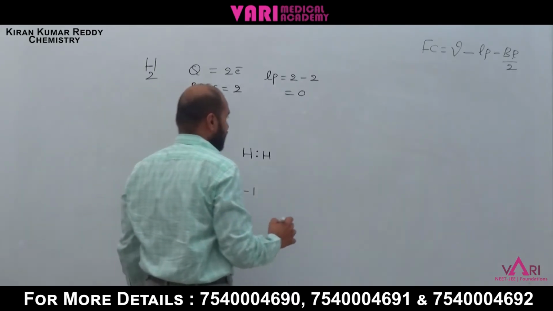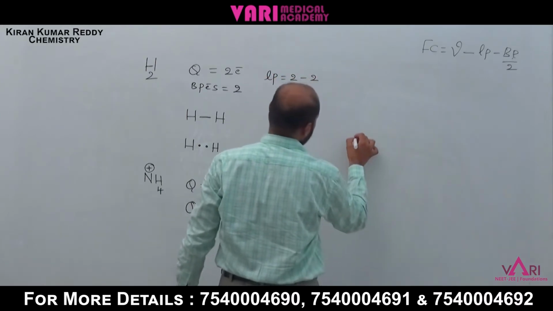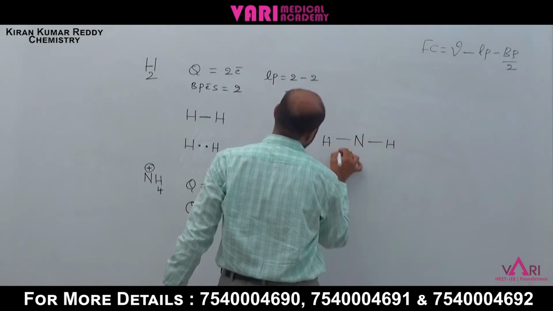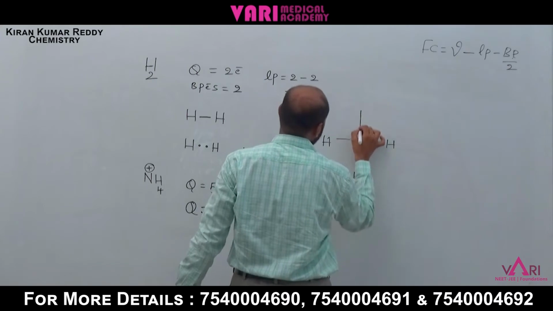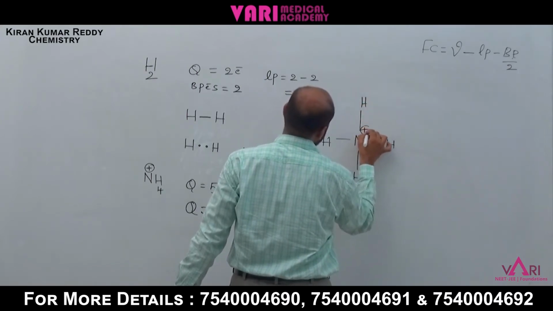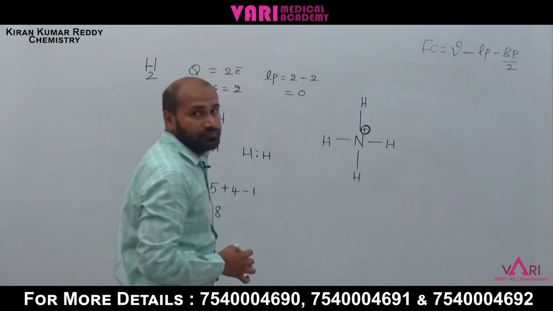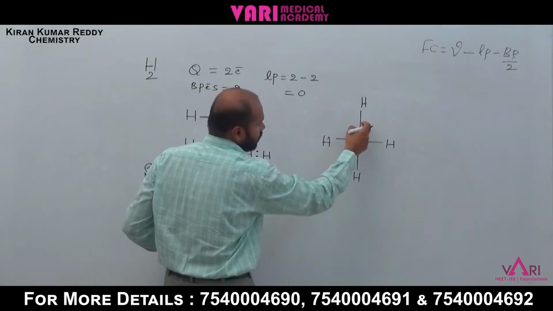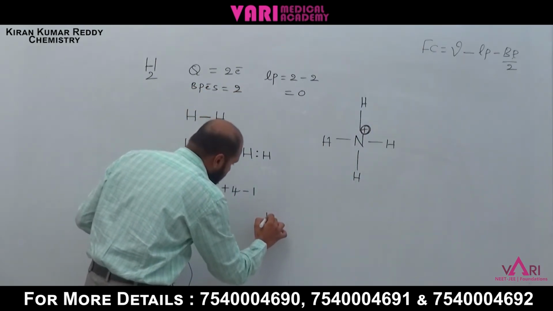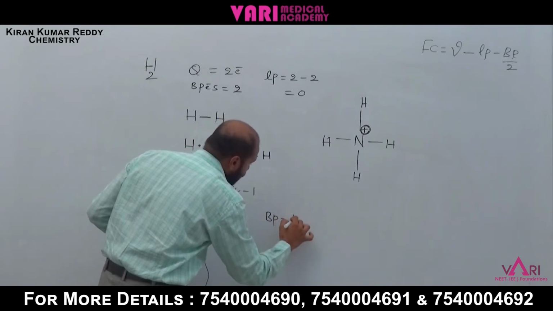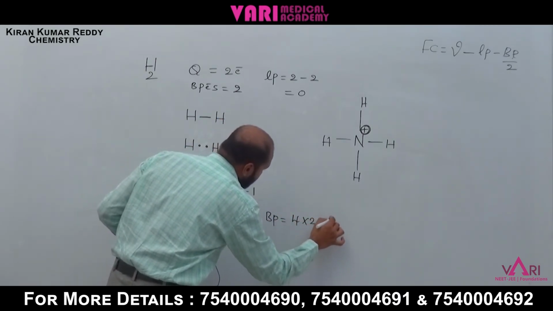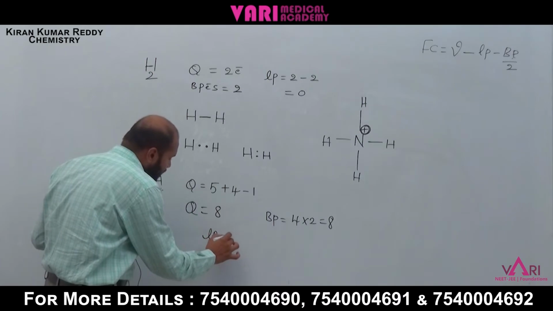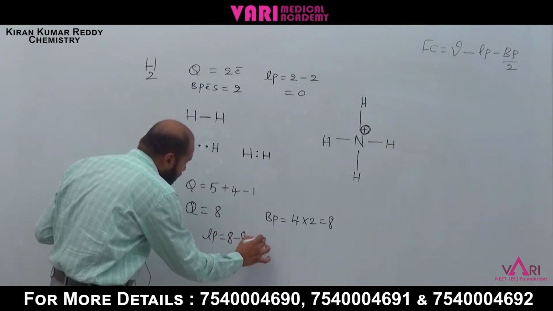Now bond pairs, I am writing. Here I am writing this nitrogen structure. Here is nitrogen. How many bonds? 1, here is 2, here is 3, here is 4. Now positive charge on central atom. Here tell me how many bonds? 1, 2, 3, 4. 4 bonds means number of bonds is 4. Bond pair of electrons is equal to 4 into 2, that is equal to 8. Total number of electrons is 8. Now lone pairs is equal to 8 minus 8, that is equal to 0.